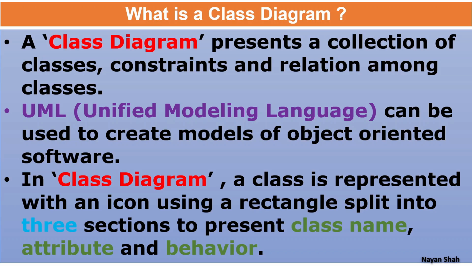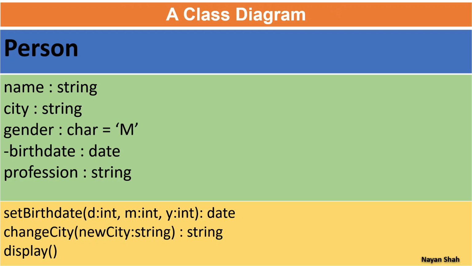A class is represented with an icon using a rectangle split into three parts, and these three sections are known as class name, attributes and behavior. So this is the class diagram. The name of the class is Person. There are 5 attributes: name, city, gender, birth date, profession. And there are 3 behaviors: set birth date, change city and display.